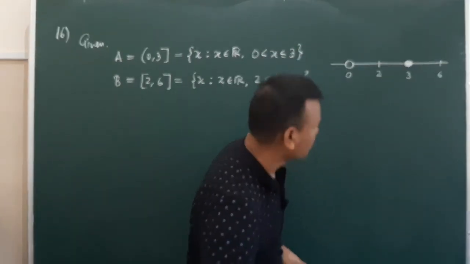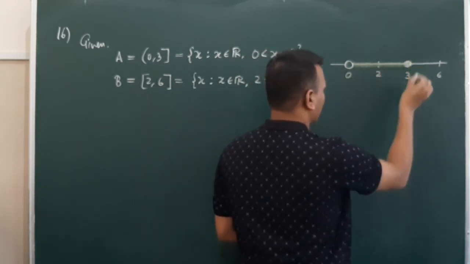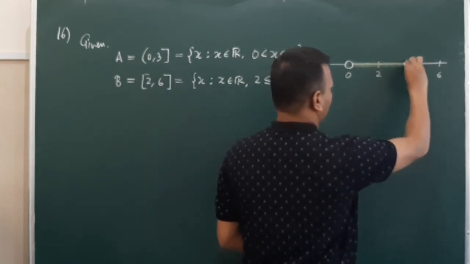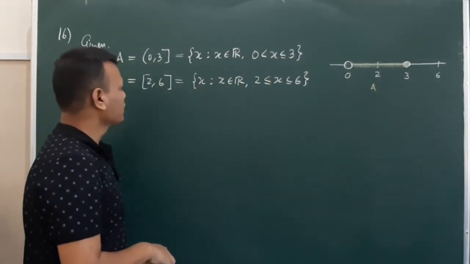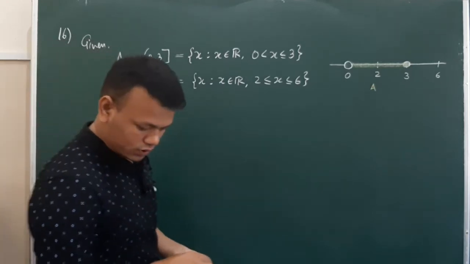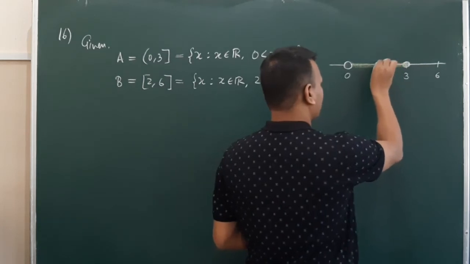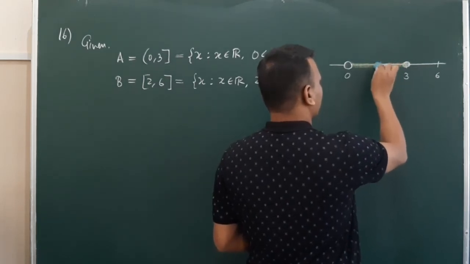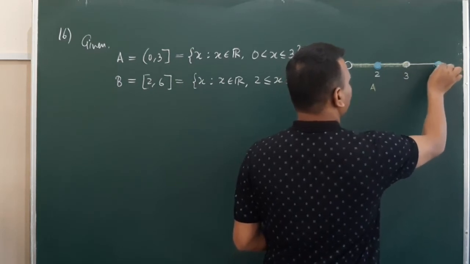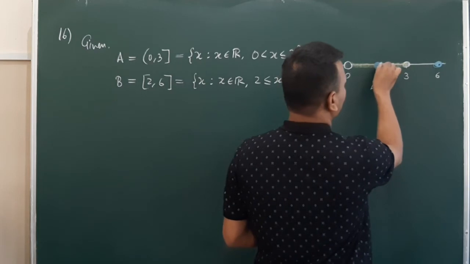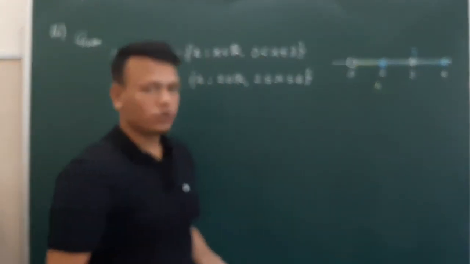So this represents your set A. Next is [2, 6]. So 2 is given out here, and 6 is given out here, and both of them are included, so that's why I am doing this. So this line represents your set B. I hope the figure is clear to you all.